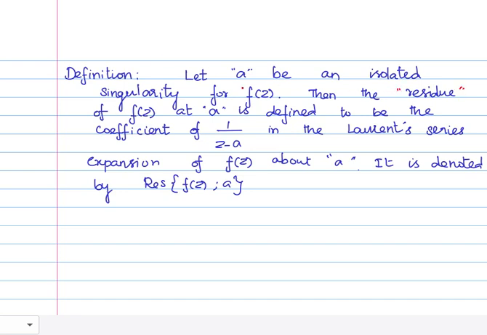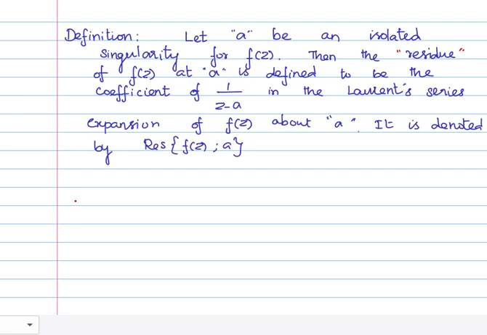That means I want to write the function f of z about a singular point A. I want to represent it in the Laurent series. So in little more detail, I can write the summation n equal to 1 to infinity of an times z minus a the whole power minus n, plus summation n equal to 0 to infinity of bn times z minus a to the power n. So residue means we take it as a1.